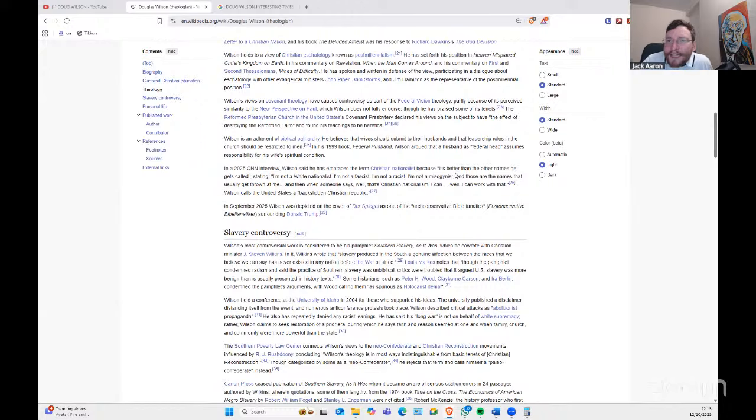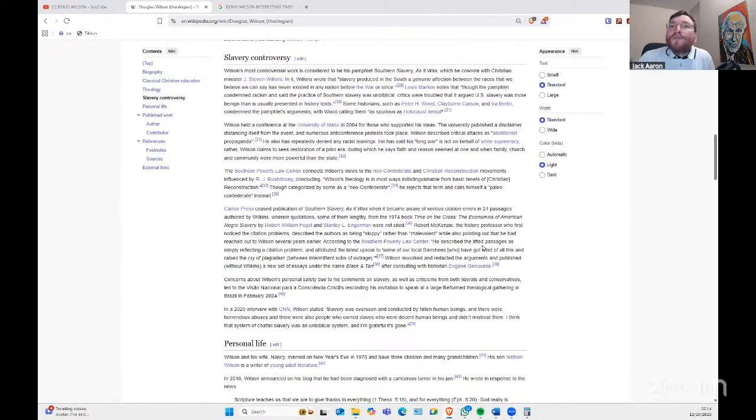Embrace the term Christian nationalist because it's better than the other names he gets called. He's not a white nationalist. He's not a fascist. Not a racist. He's not a misogynist. And those names usually get thrown at him. And then someone says it was Christian nationalism. He can work with that. Calls the United States a backslidden Christian republic. That's interesting. But there's some sort of thing it needs to be, and it's slid back from that thing it needs to be. He's controversial.